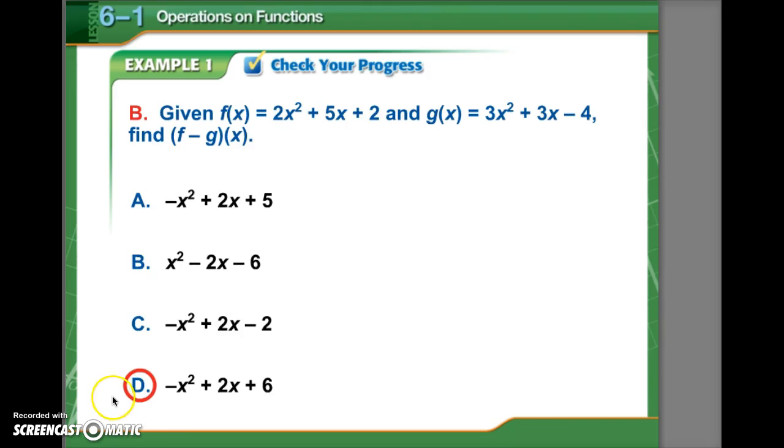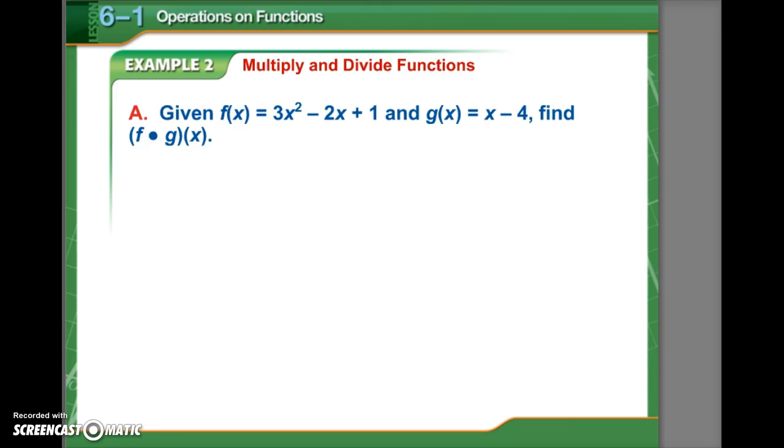And our answer this time is D. All right, example 2, we're going to be multiplying and dividing different functions.